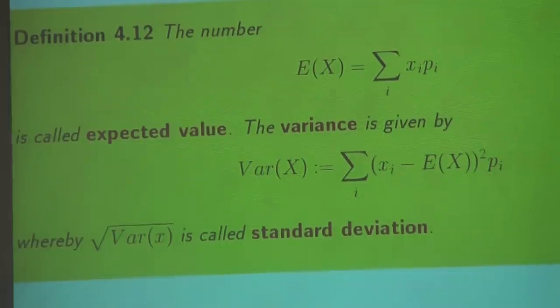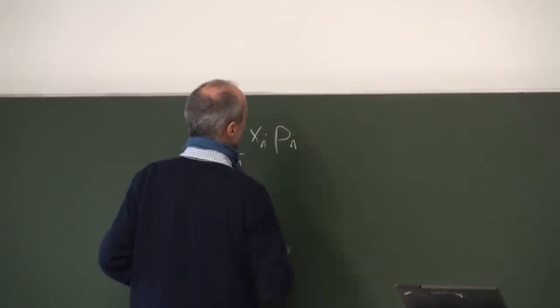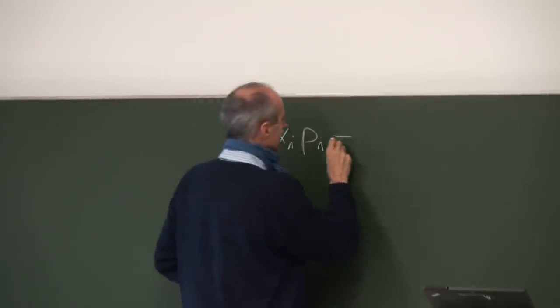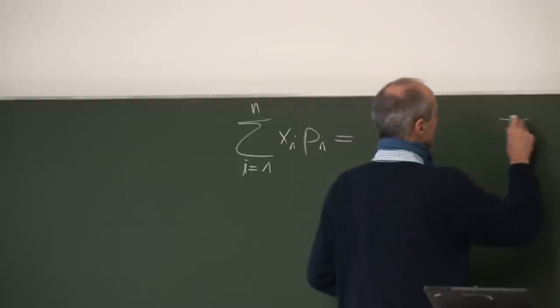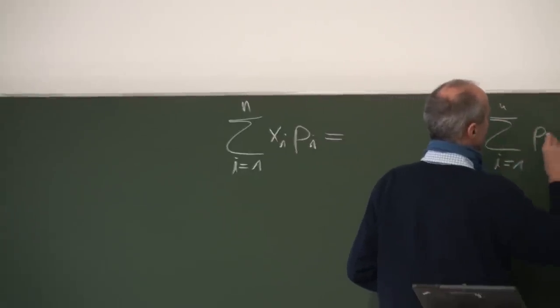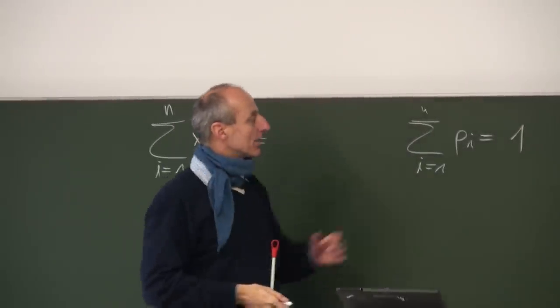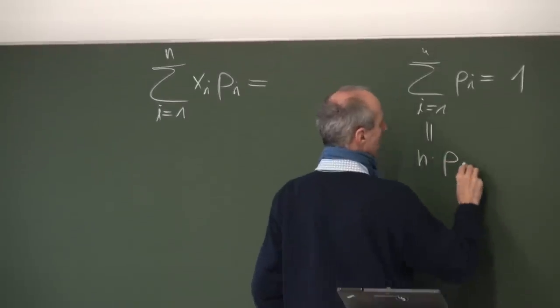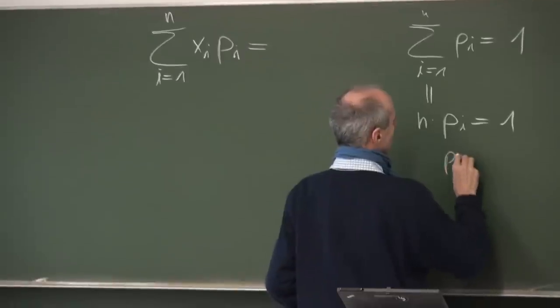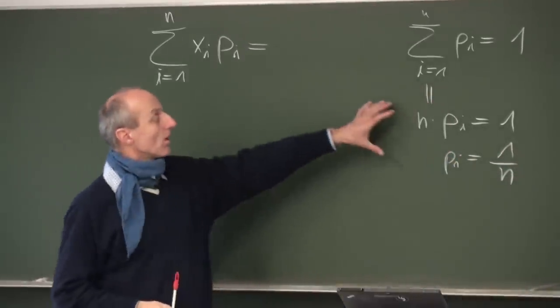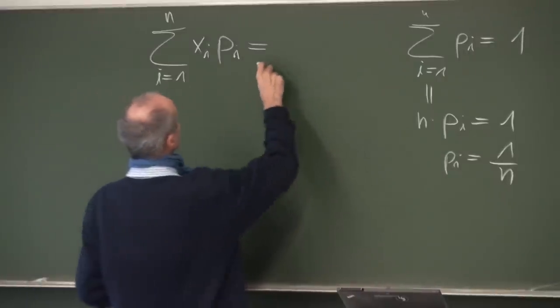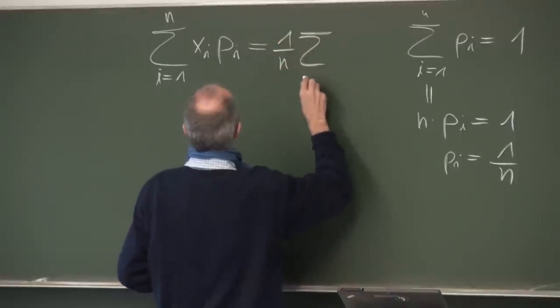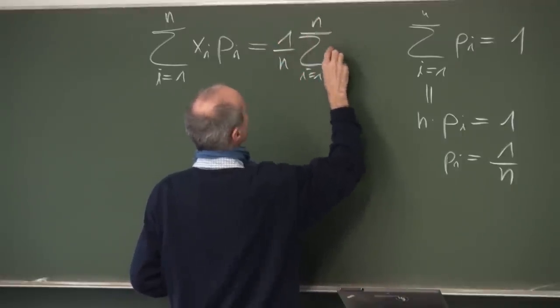Maybe we write it down here. If we have the sum i equal 1 to n of xi times pi, and if the pi are all identical, then the sum over i equal 1 to n of pi has to be 1. And if they're all identical, then this whole thing is n times pi, which is 1, so the pi are all equal to 1 over n. So then this is 1 over n times the sum i equal 1 to n of xi.